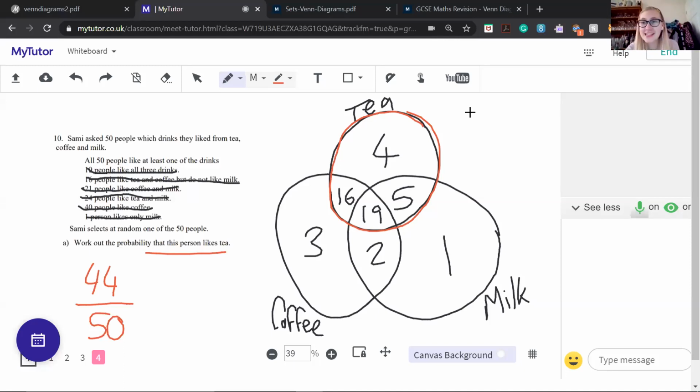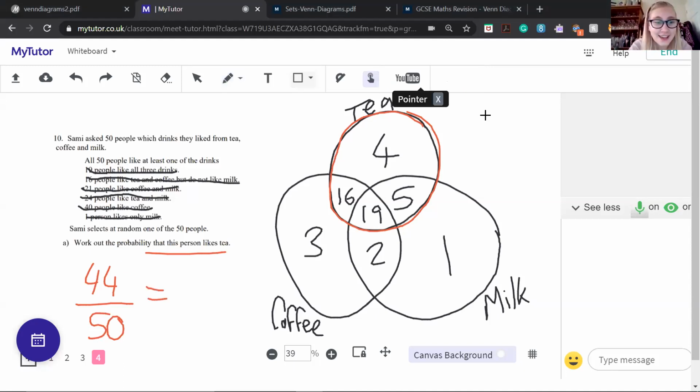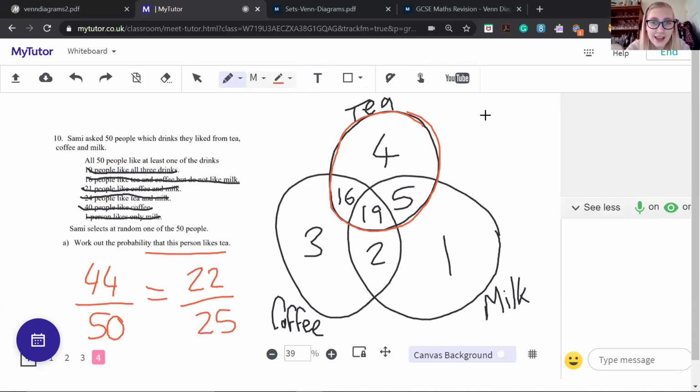And there's your probability. That's all it is, the number that are in that group out of the total. So if we pick a woman at random, there's a 44 out of 50 chance that she's going to like tea. And we can simplify this as well. We like simplifying fractions, right? We just find something that divides both the top and the bottom. So here we can divide the top and the bottom by 2. And there it is.